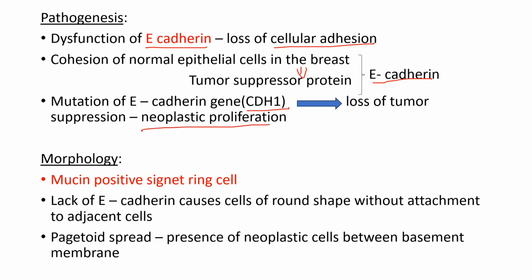Now the morphology: there will be mucin positive signet ring cells, and due to lack of E-cadherin, these cells become round shaped without attachment to adjacent cells. The presence of neoplastic cells within the basement membrane, which is pagetoid spread, is also seen.